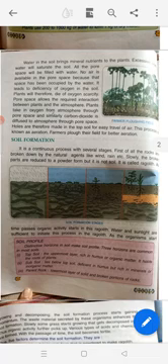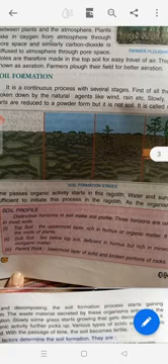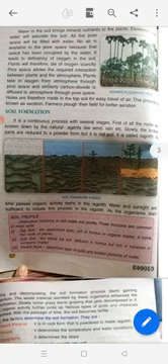Soil profile. What is the soil profile? Distinctive horizons in soil make up the soil profile. Three horizons are common in most soil, that is topsoil, subsoil, and parent rock. So if somebody asks you what a soil profile is, it has three horizons. First is topsoil, second is subsoil, and third is parent rock.